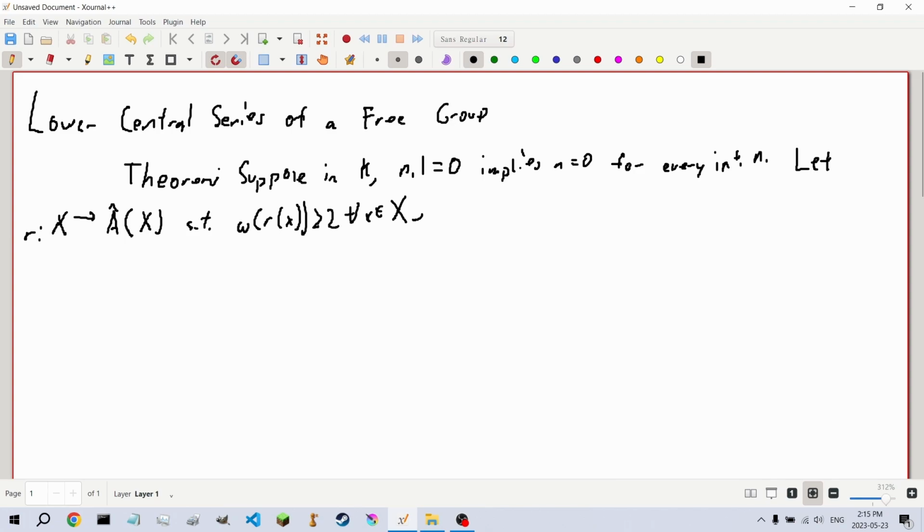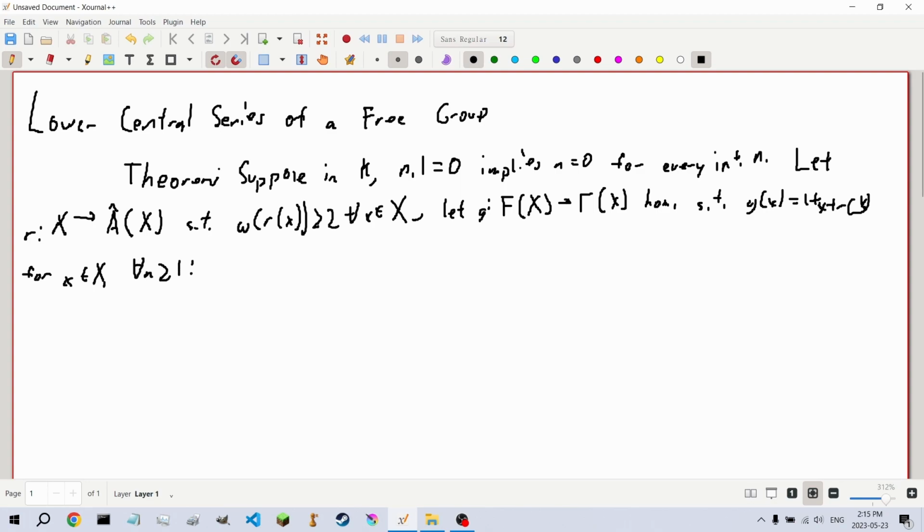And let G be the homomorphism of the free group into the Magnus group of X, such that G of x is 1 plus x plus R of x for x in X, as we recall.